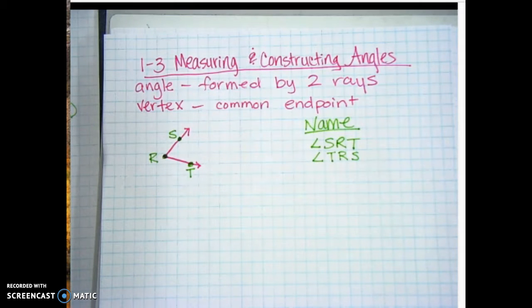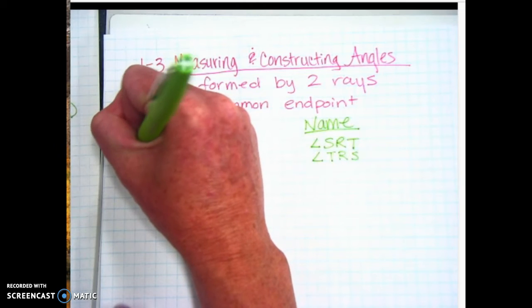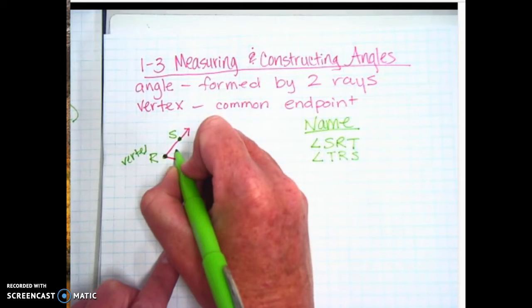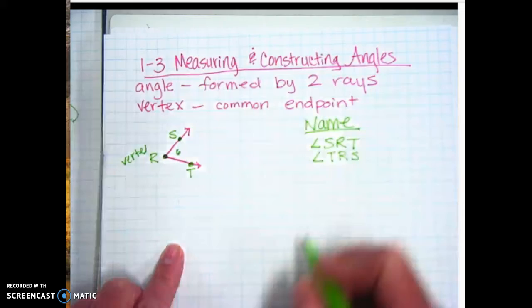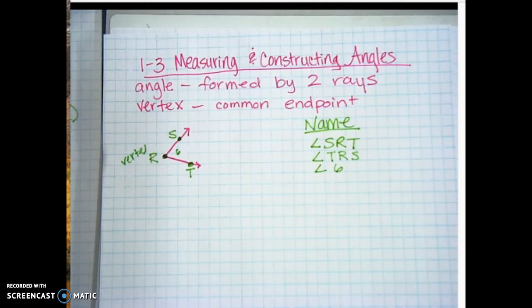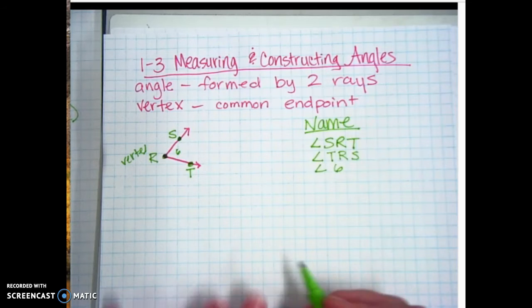What letter is in the middle on both of those? R. Why? Because it's the vertex, okay? The vertex has to be the middle letter. Sometimes you have a number inside of the angle, like there might be a 6 right there, and you might call this angle 6. That's usually when you have multiple lines intersecting, creating multiple angles, and they would all be numbered differently, like 1, 2, 3, 4, 5, 6, 7, 8. And so you might be able to refer to an angle by a number, but usually it's the letters.